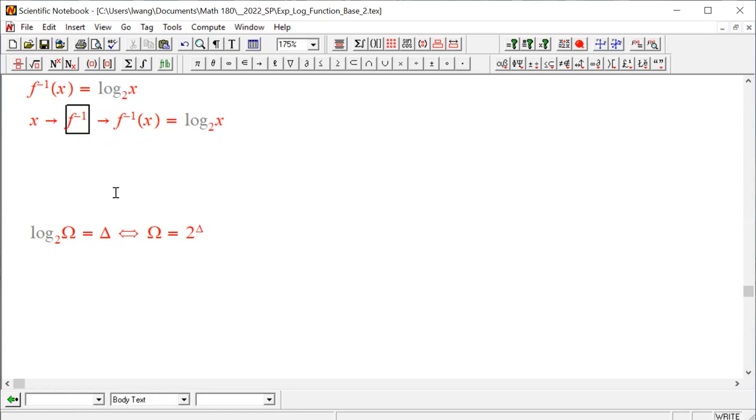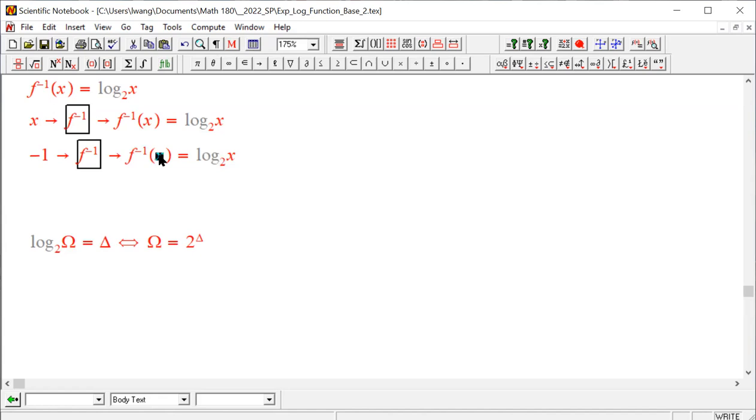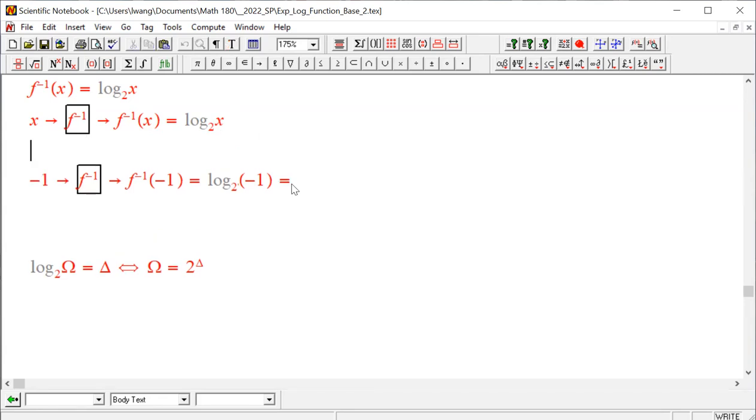Now, suppose I have -1 as input. The input is -1. The question is, what will be the output? Because if -1 is in the domain, it should have exactly one output. Suppose that exactly one output, we're going to call it triangle.